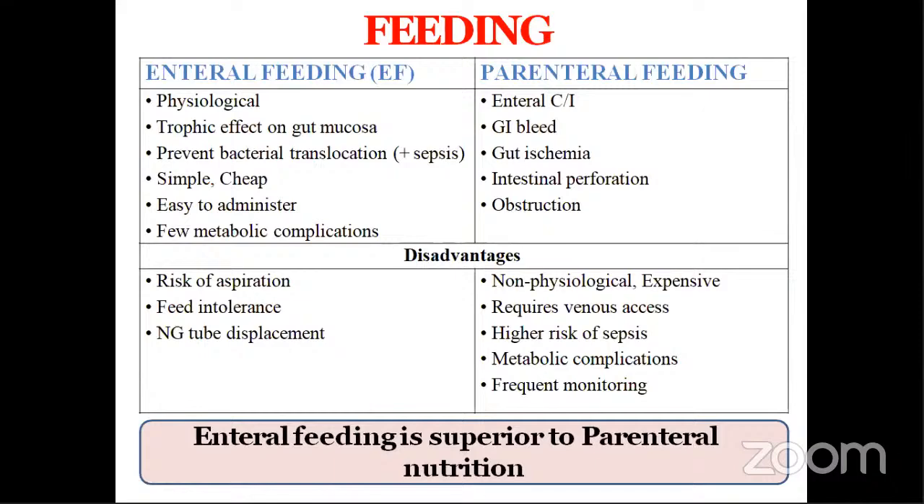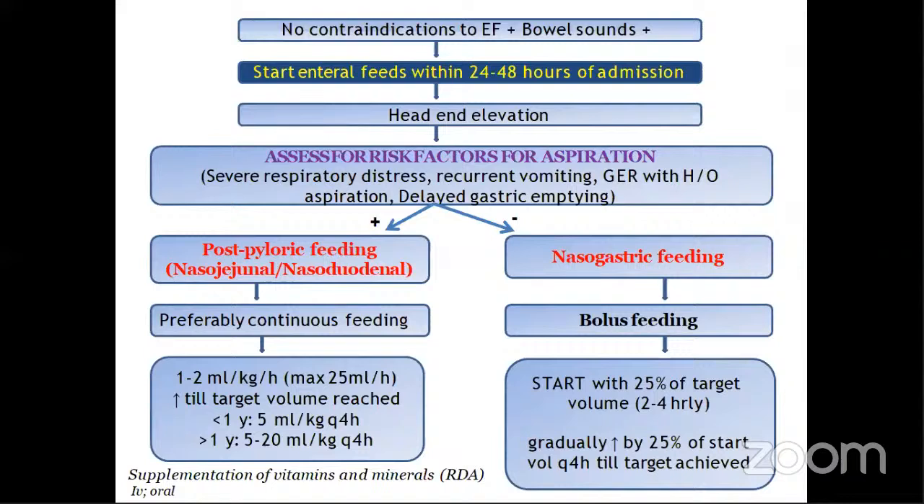Okay. So how do we go ahead with feeding our patient? First, you have to assess your patient for the presence of any contraindication for enteral feeding, like I just told, GI bleed or ischemia or perforation or obstruction. You have to evaluate your patient for this. Look for the presence of bowel sounds.